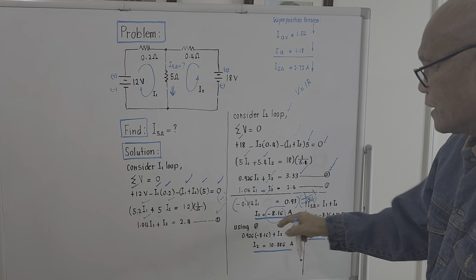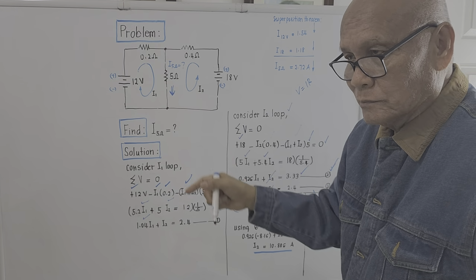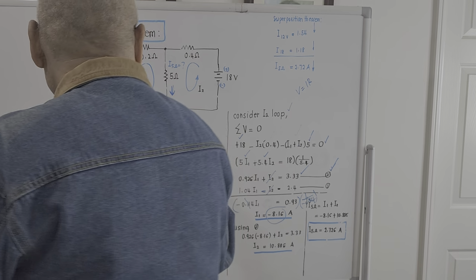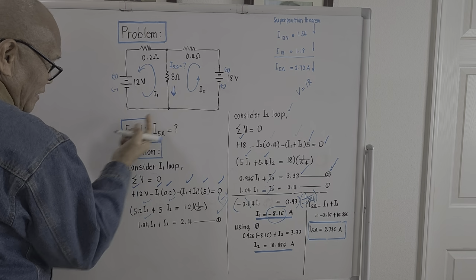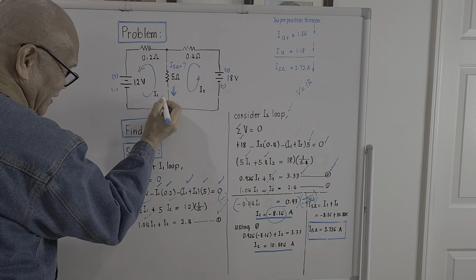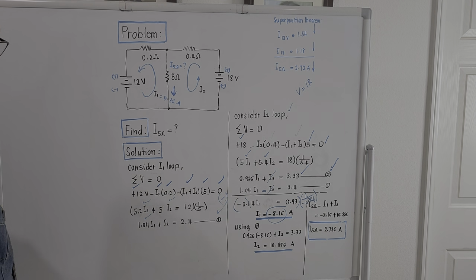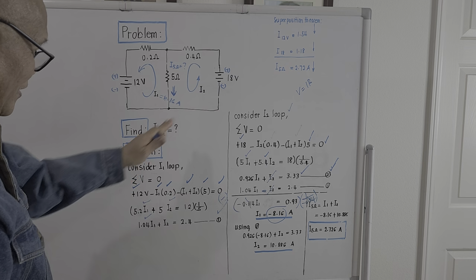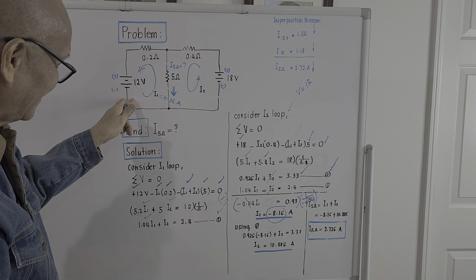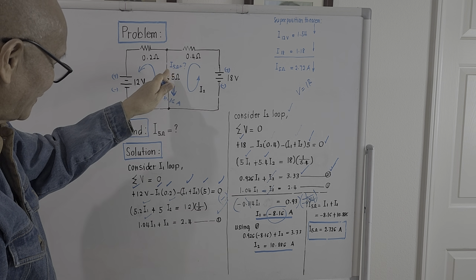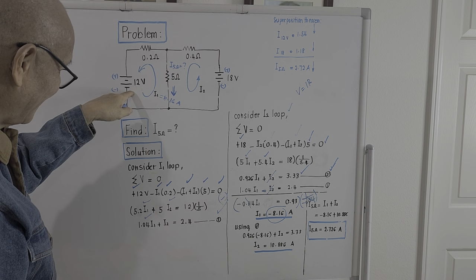It's a negative value, meaning our assumed direction for I sub 1 was actually wrong. So actually the correct direction of I sub 1 is this. It is upward. And this is 8.16 amperes. Okay? Because this voltage source here is more powerful than this 12 volts here. So instead of driving the current going in this, it should go like this for voltage source number 1.